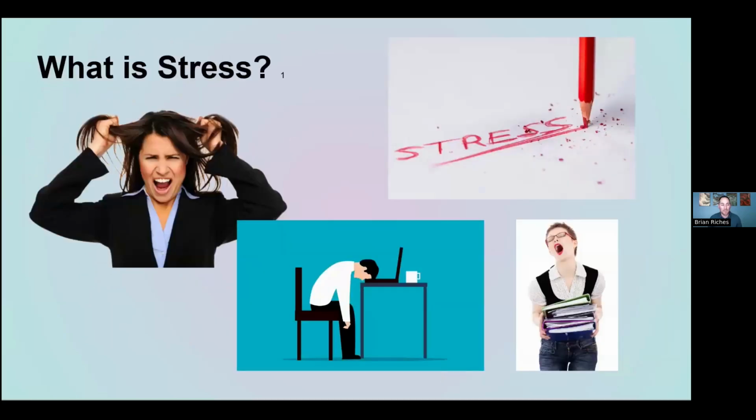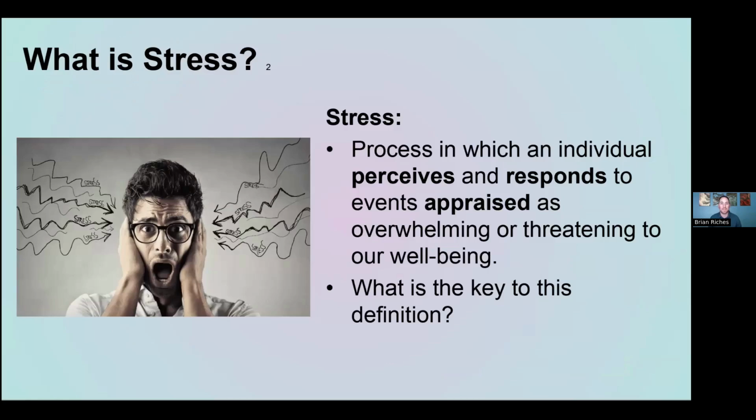What is stress? How do we define it? What is our body doing during stress? So, stress is the process or how we describe when an individual perceives something and responds to events that we appraise as being overwhelming or threatening to our well-being. That doesn't necessarily mean that it has to be threatening to our well-being. We're just appraising it or perceiving it as. So a key part of this definition is that perception.